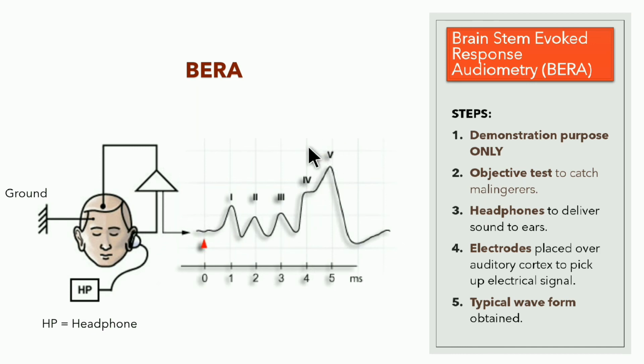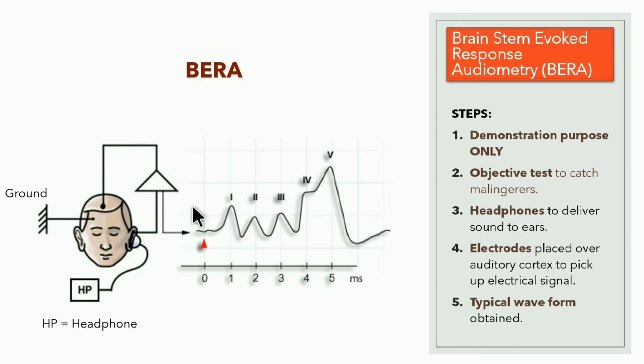So five waveforms are formed. Typically a normal patient will have five waveforms, and this is the time in milliseconds. So this kind of waveform is produced in the BERA test. And if this waveform is formed, that means the person does not have deafness. The person is just imitating. He is just faking it. That is the importance of the BERA test.